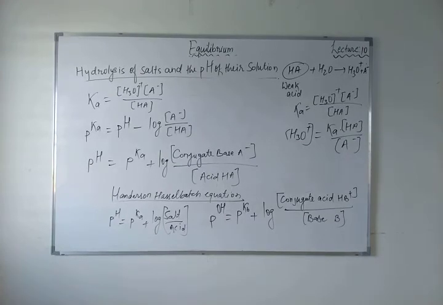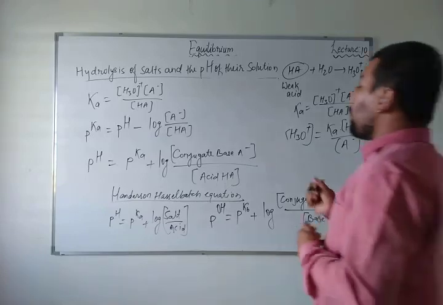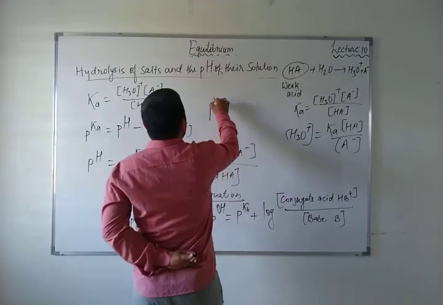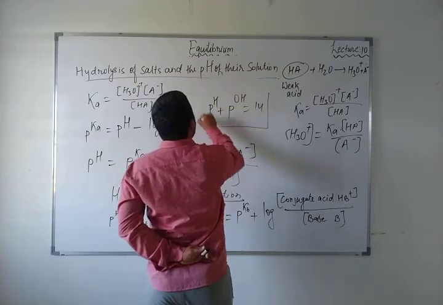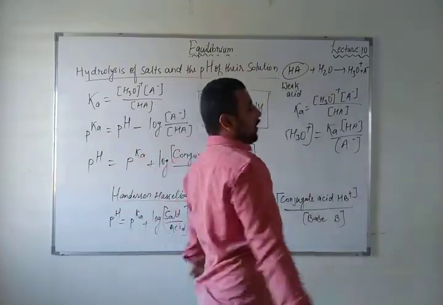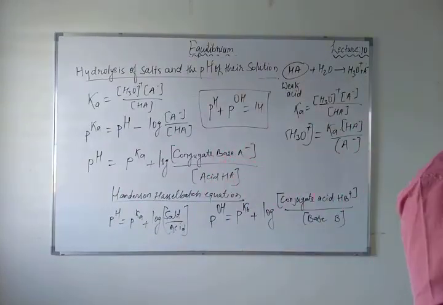So the pH of the buffer solution can be calculated by using this equation. pH plus pOH is equal to 14. This is the most important formula of this whole chapter, you can say. This formula you should never forget in your life, because we have started it from class 10 only, right?